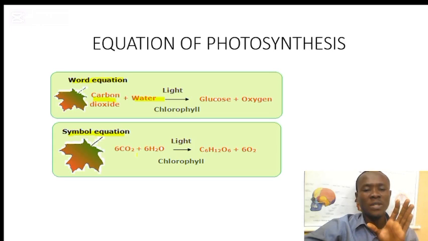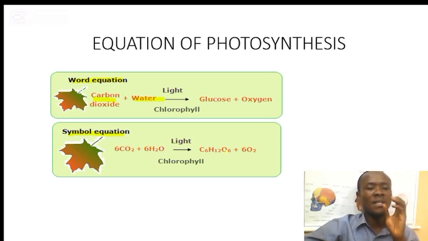So in this process, we are making use of 6 molecules of carbon dioxide and 6 molecules of water to give us just 1 molecule of glucose. At the end of the day, 6 molecules of oxygen are given out as a byproduct.